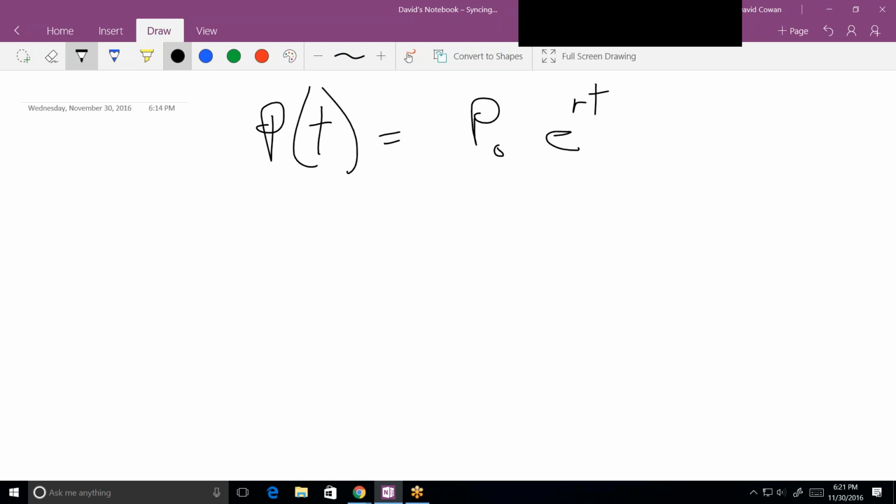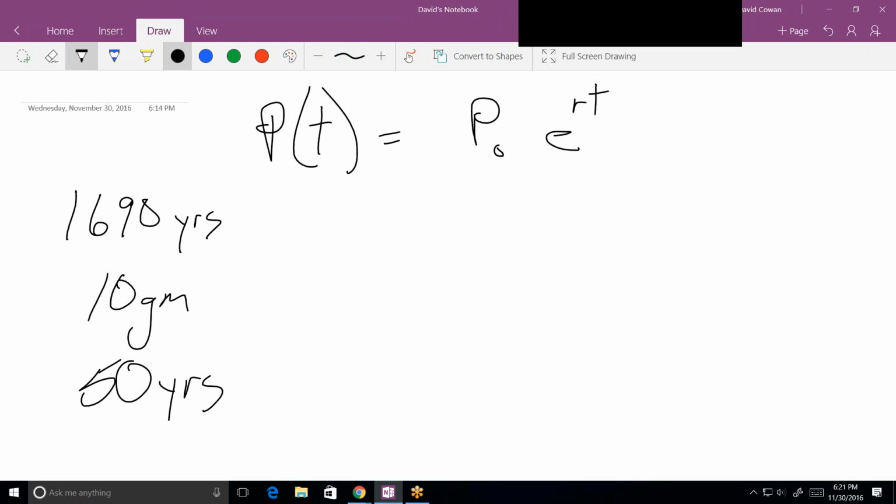Okay, so what's the next problem? The half-life of radium is 1,690 years. If 10 grams is present now, how much will be present in 50 years? Okay. What half-life means is that if I let t be 1,690 years, I know that P sub 0 is going to lose half of its mass. So it will become half of P sub 0 on the left side.